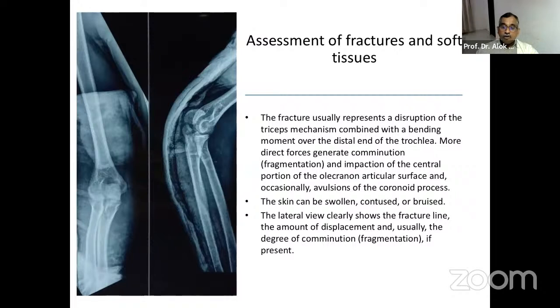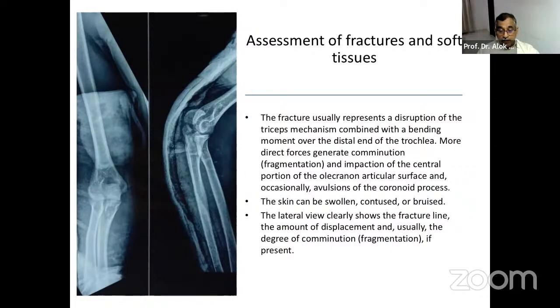So one thing which is important is assessment of the fracture and soft tissues before you go for surgery. Because if it is open, it is ragged, it is abraded, then there will be chances of infection. A fracture usually represents a disruption of the triceps mechanism combined with a bending movement over the distal end of trochlea. More direct forces generate comminution, that is fragmentation. An impaction of the central portion of the olecranon articular surface and occasionally avulsion of the coronoid process.